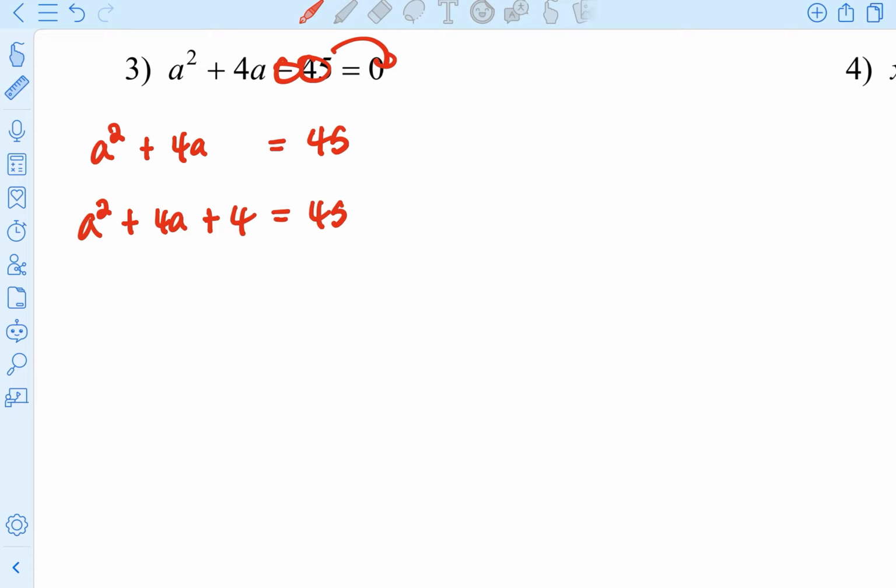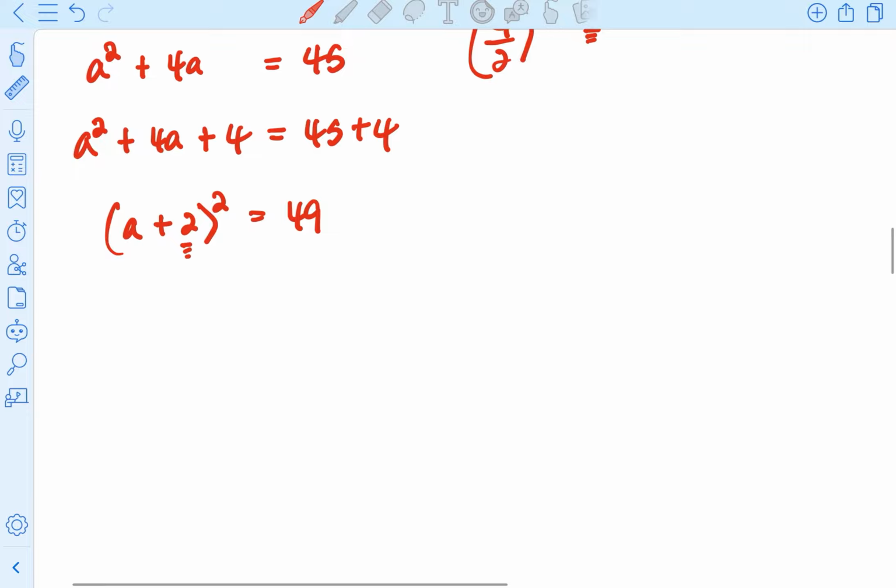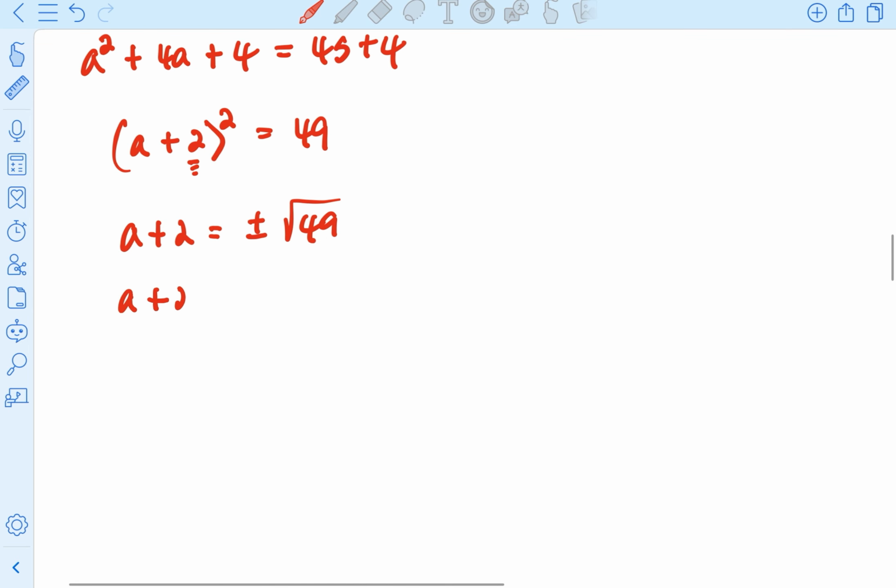That's equal to 45 plus 4. And then this will become a plus 2 squared is equal to 49. Literally, that's all that it is, right? Let's just go back. 4 over 2 squared is equal to 2 squared is equal to 4. And we know that that 2 is what goes here, okay? So a plus 2 will be equal to plus or minus the square root of 49. A plus 2 will be equal to plus or minus 7.